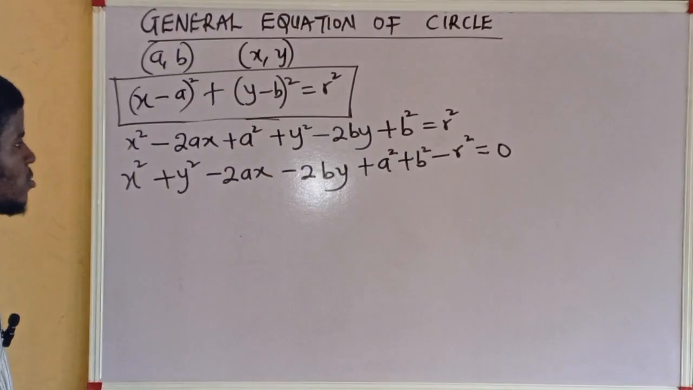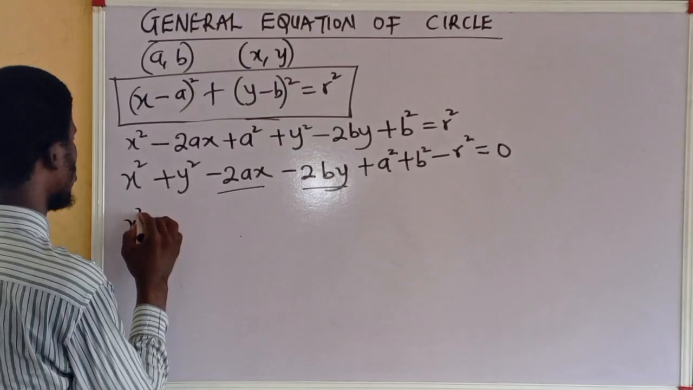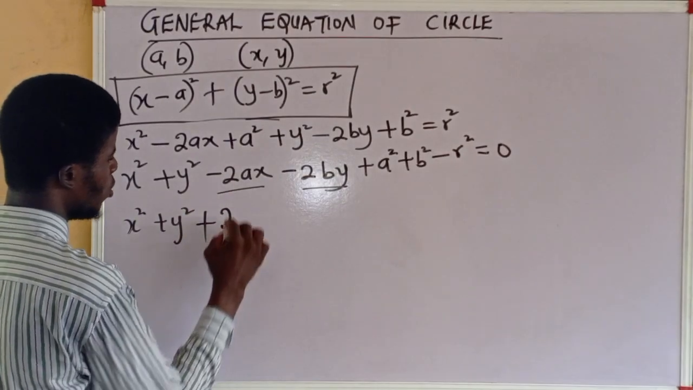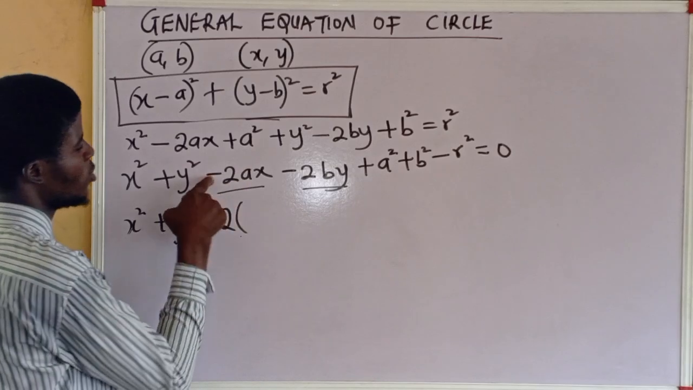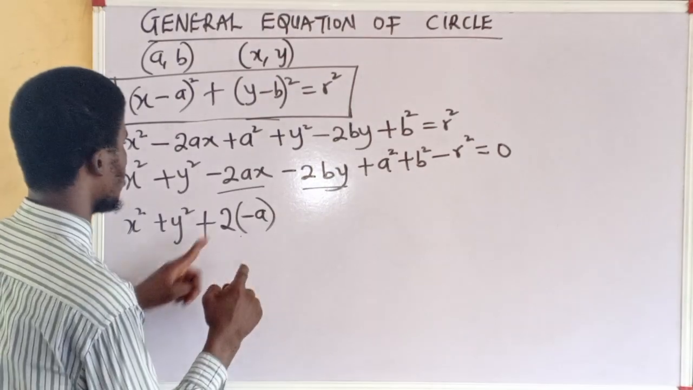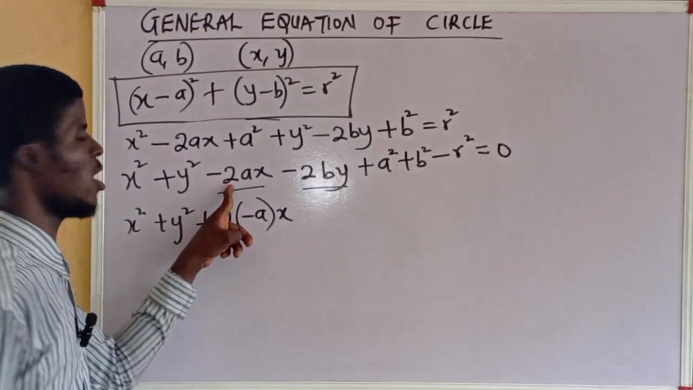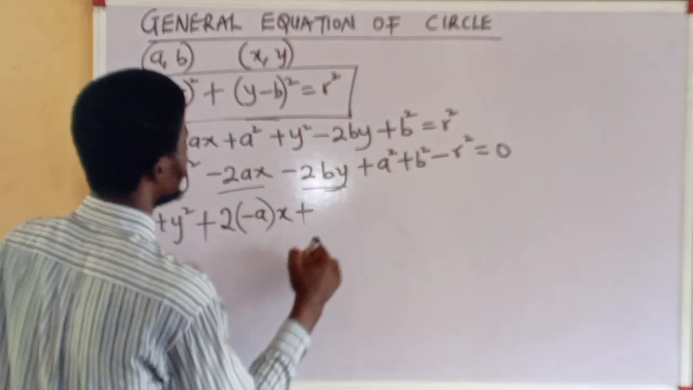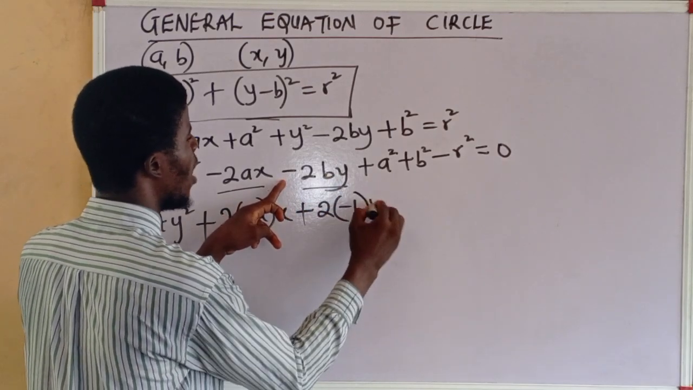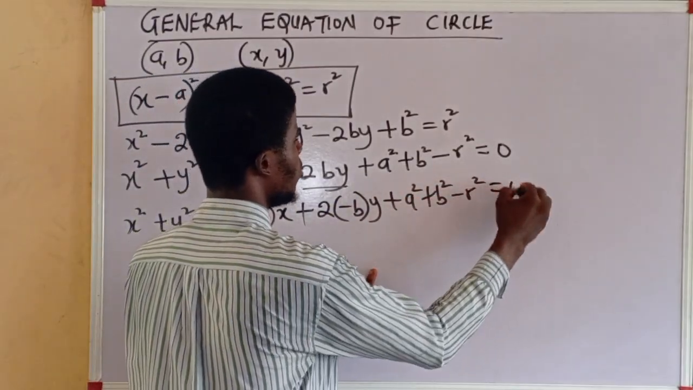Now, see what I want to do. I want to change the form of these two expressions. This is x² plus y² plus 2. Just watch. This a, I want to allocate this minus to the a specifically. That's minus a. Am I right? Yes. 2 times minus a will give me minus 2a times the x, that's minus 2ax as it is. The same thing here, I want to allocate this minus specifically to the b. That will be plus 2 into minus b times y, plus a² plus b² minus r² equal to 0.